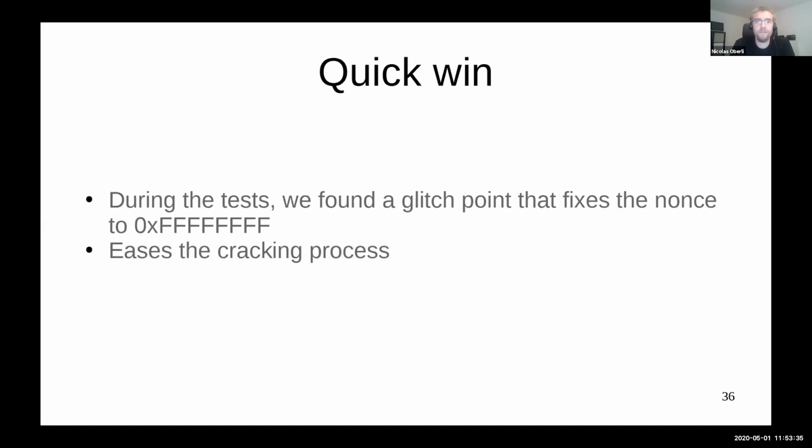Also, we found a funny thing that we still cannot really explain, but we were able to find a glitch point that fixes the nonce to 0xFFFFFFFF. So it's even easier. We don't need any kind of lookup table. In that specific spot, we are able to just do the math once and get the private key directly from the device. So it's way easier, but we still didn't figure out exactly which instruction was glitched and how it was possible to get this specific value without triggering an error.